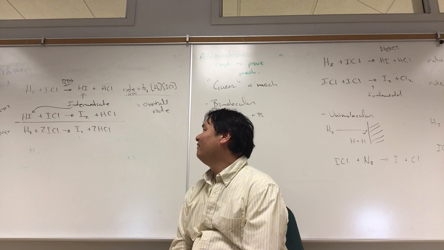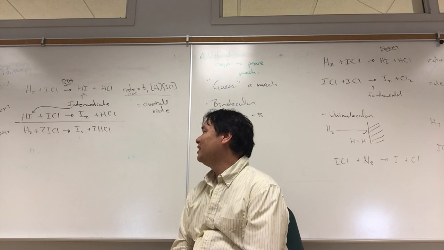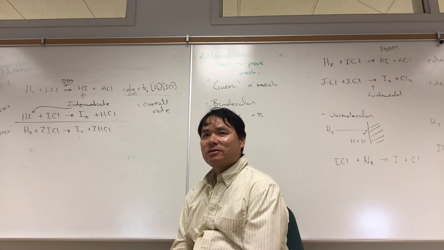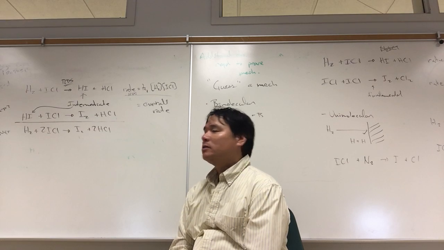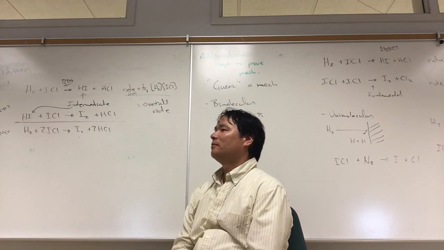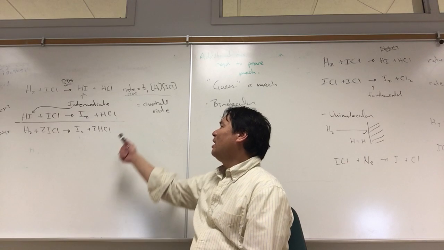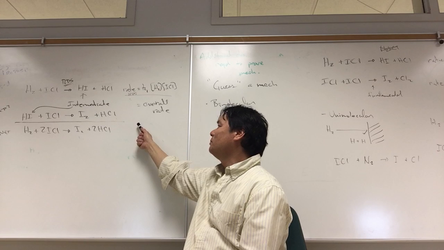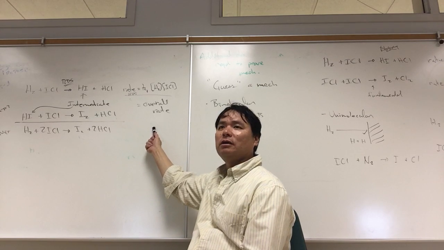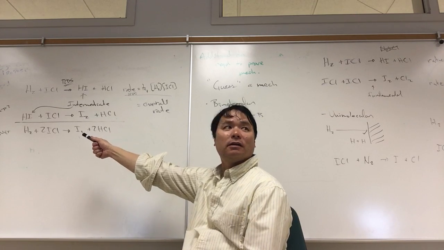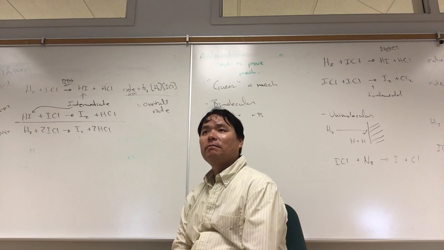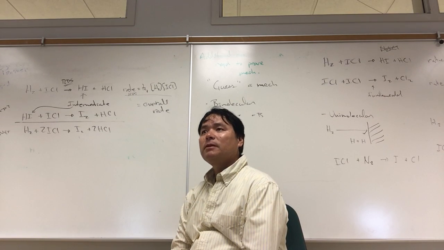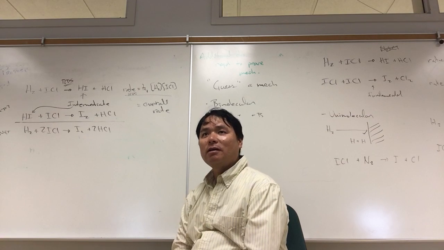All right, the next mechanism you're going to see is one in which the second step is the slowest. So what if the second step were the slowest? Here, then the rate law would be different. If the second step were the slowest, then the overall rate should be equal to k2 times HI times ICl. Does that match the experimental rate law? No, not even close.